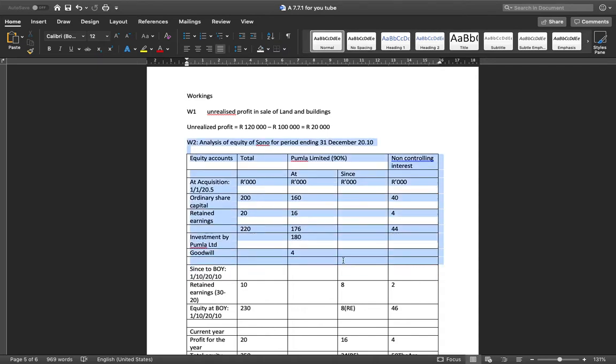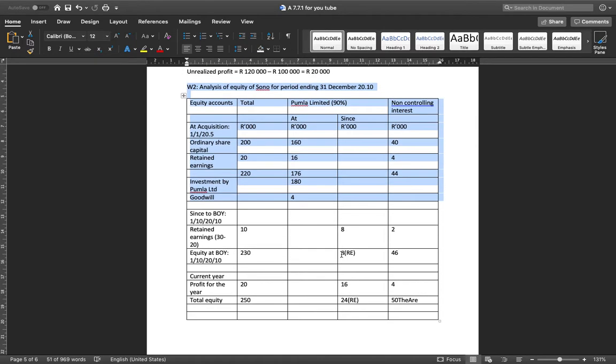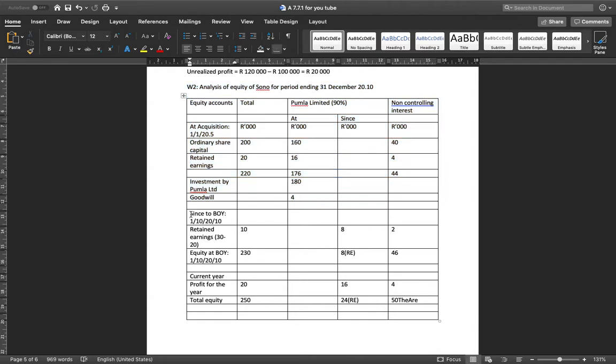And you're going to see that I'm going to highlight just the top part up to goodwill. And that's really your starting point if you're going to do a consolidation. Get that first part of the analysis done. Once you've done that first part of the analysis, you can start to think about how you can take the calculated amounts and bring them into the financial statements, which you probably set up before you even did the analysis. You just opened up a template in your answer book.